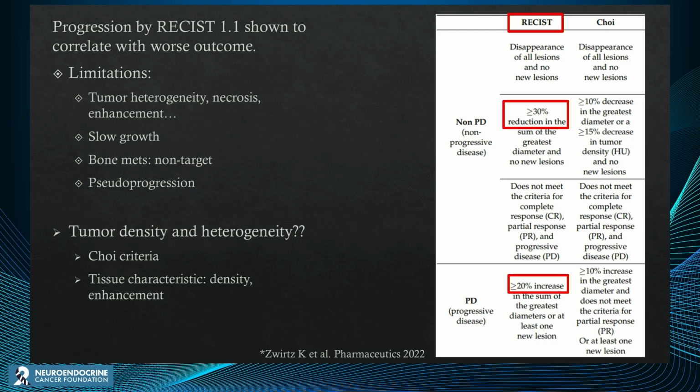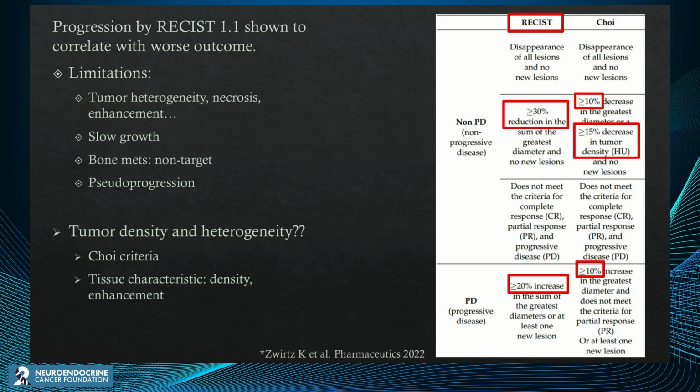They still need to be studied in clinical trials, so we don't use them clinically, but they have been proposed, so I wanted to mention them. For example, the CHOI criteria, for which they look for a smaller change of 10%, which takes into account slow growth and also change in density.